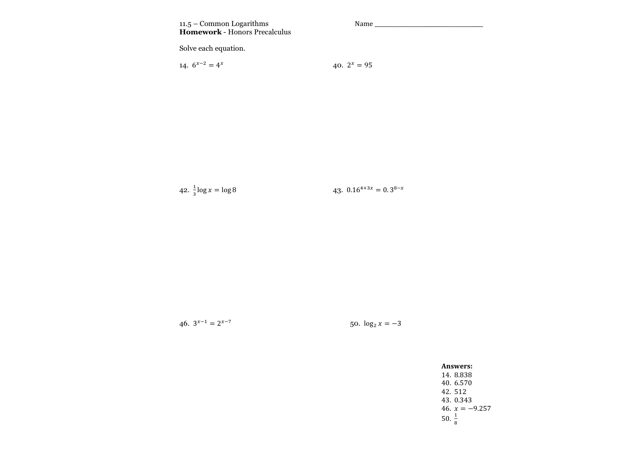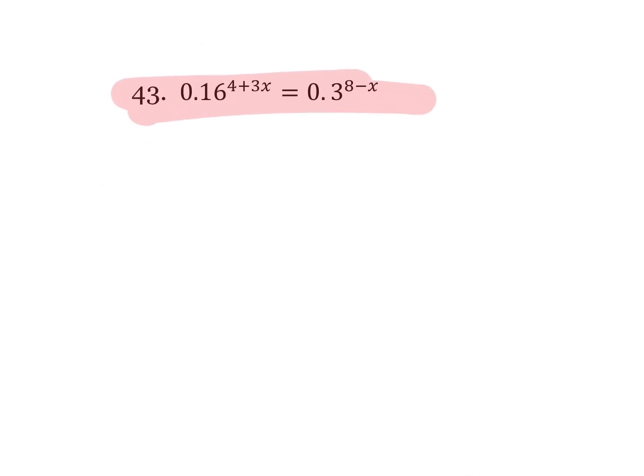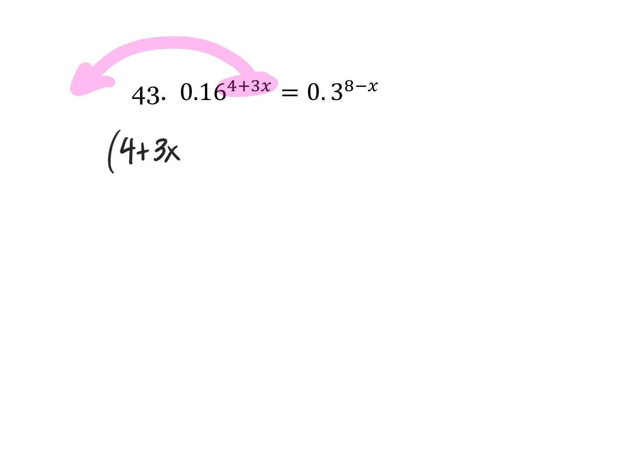Or do you want to do, oh no, let's do 43 together. This one's the hardest one in my opinion. Let's do it. If I've got two X's, one in each exponent, I got to log both sides. I got to take my 4X plus 3 out front. In order to do that, I just have to log it. So I'm going to say, in parentheses, which are crucial, 4 plus 3X, log of 0.16.